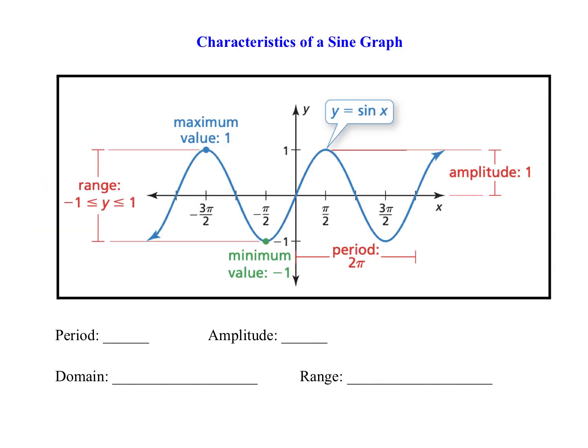So some characteristics of our sine graph. This is the sine parent function graph. You can see that it makes this kind of wave shape, and the arrows indicate it's just going to keep traveling left and right and following the same pattern. So that's that periodic function that we're talking about.